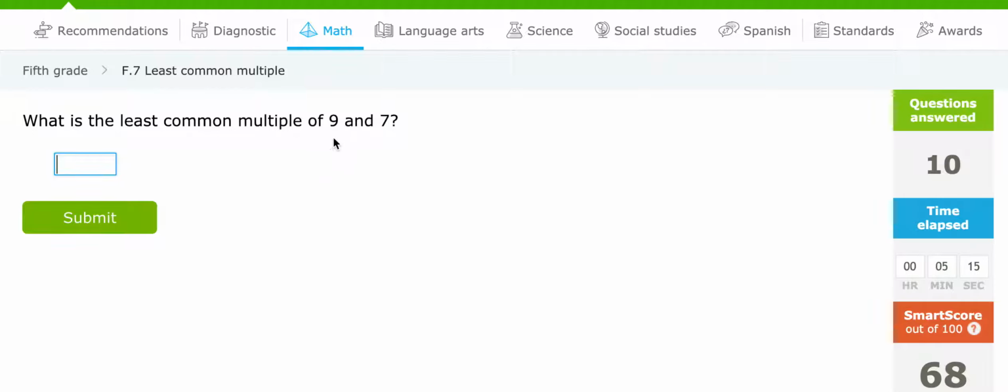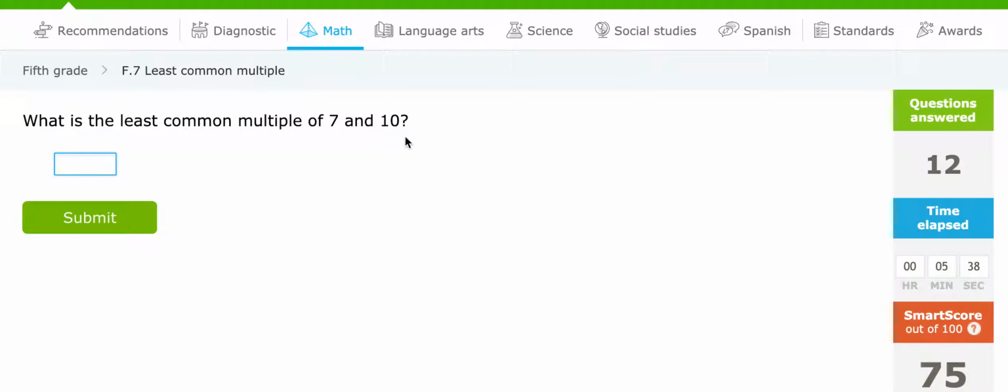9 and 7, this is 2 3s, 1 7. So 3 times 3 times 7, this is just 7 times 9, right? 7 9 63, right? What is the least common multiple of 5 and 19? Well, 5 is prime, so we need at least one 5. 19 is also prime, so we need at least one 19. 19 times 5 is 95, all right?